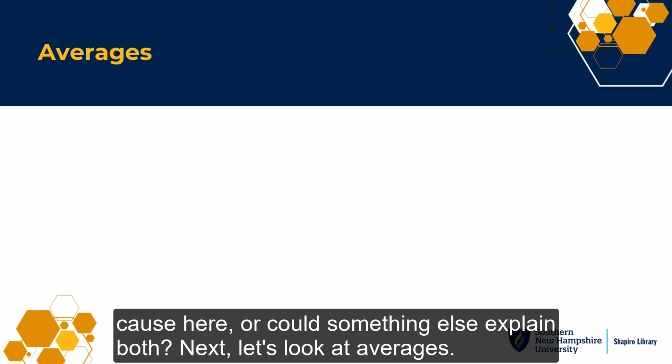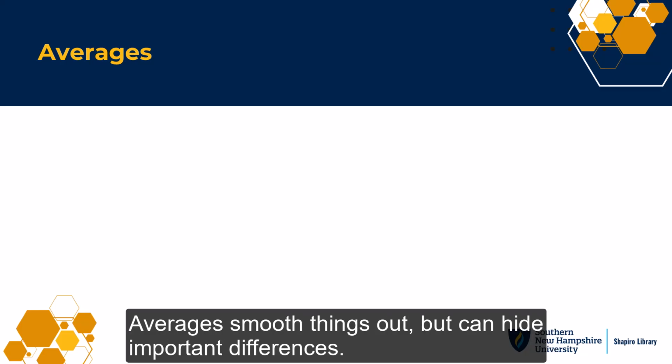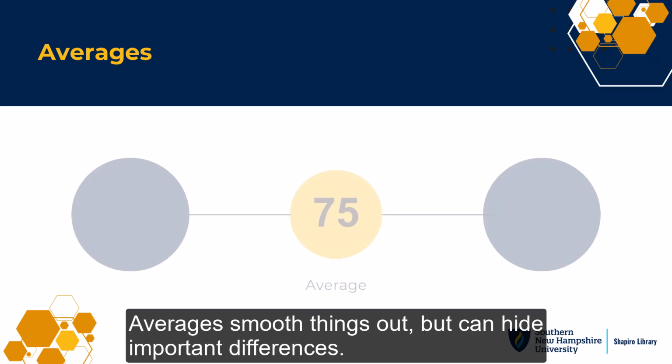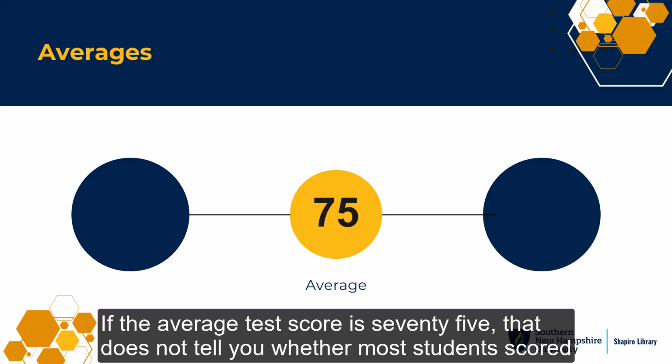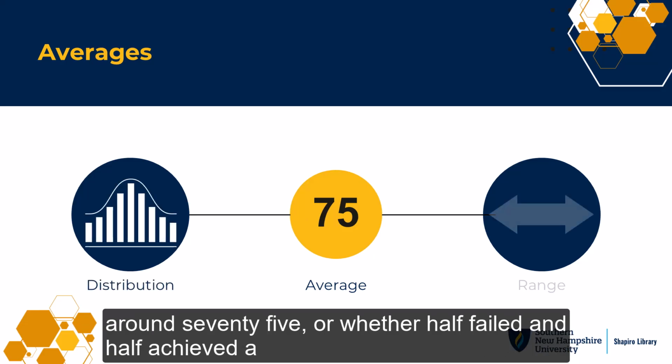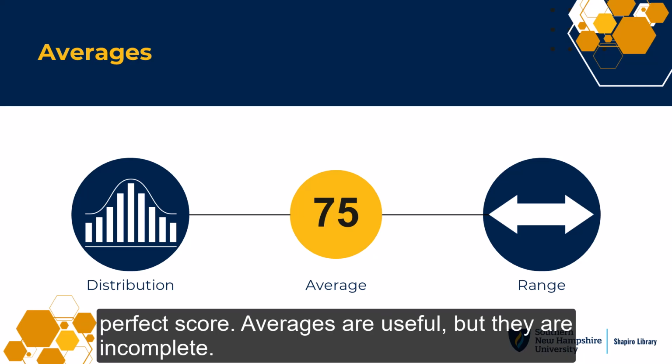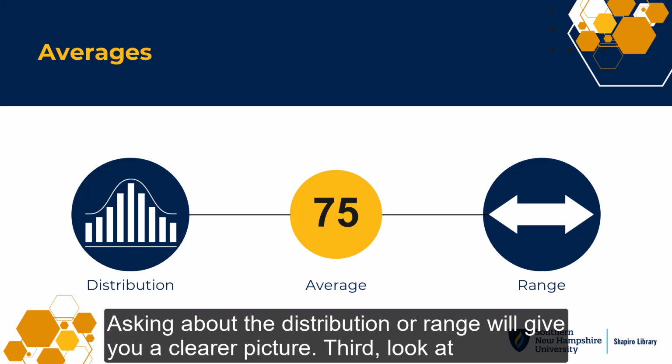Next, let's look at averages. Averages smooth things out, but can hide important differences. If the average test score is 75, that does not tell you whether most students scored around 75, or whether half failed and half achieved a perfect score. Averages are useful, but they are incomplete. Asking about the distribution or range will give you a clearer picture.